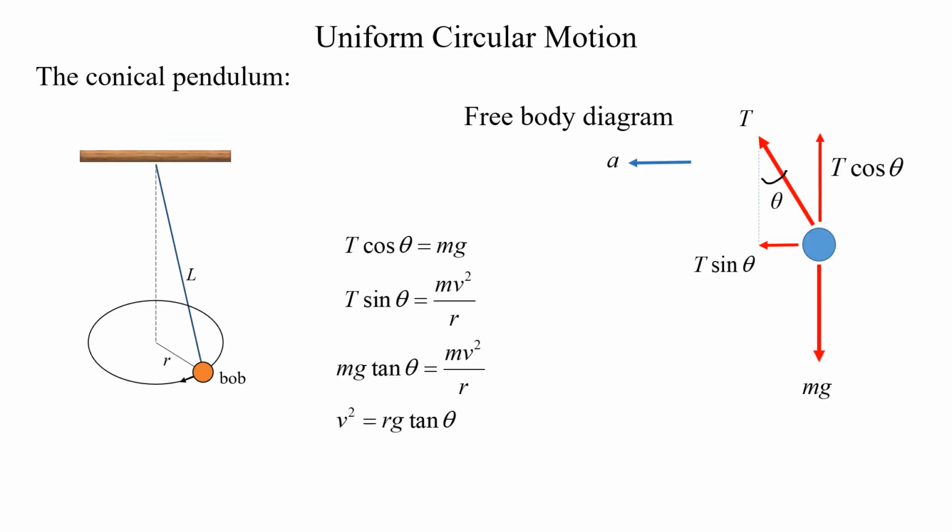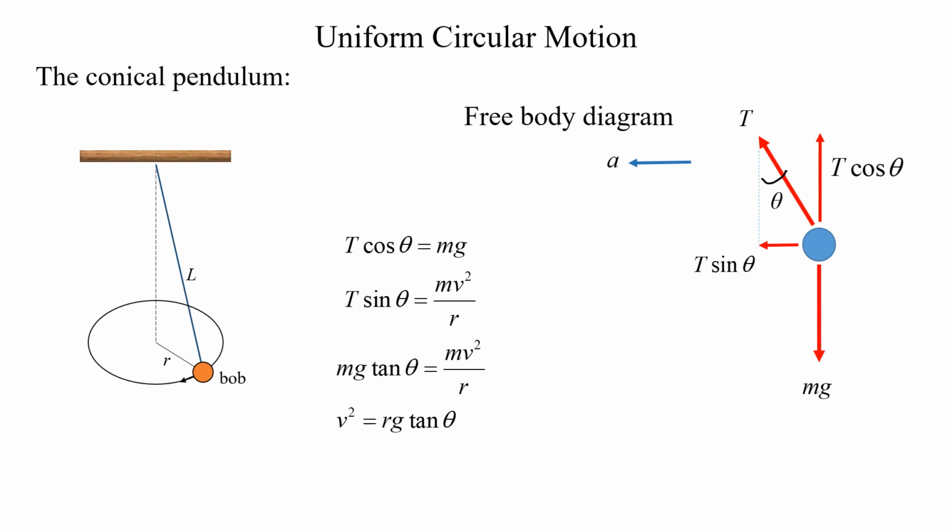All right, so looking at the forces in the free body diagram, we see T cosine theta equals the weight mg. T sine theta supplies our centripetal force, mv squared over r. So using the first equation to solve for T, we get T equals mg over cosine theta. Plugging that into the second equation for the T, we get mg over cosine theta times sine theta equals mv squared over r. Well, sine over cosine, of course, is tangent. So we have mg tangent theta equals mv squared over r. Then we can solve for v squared, and we get v squared equals rg tangent theta.